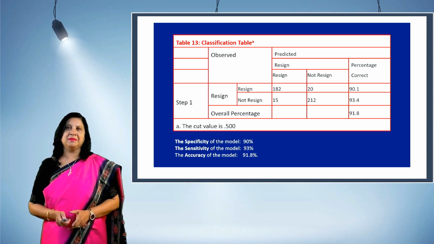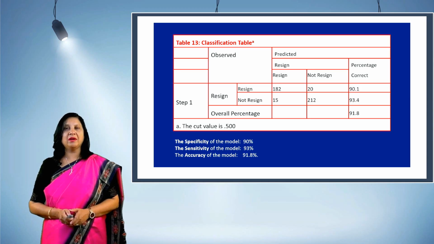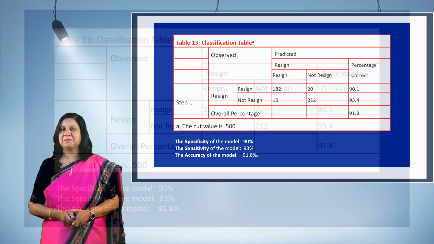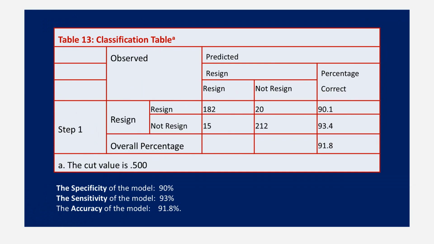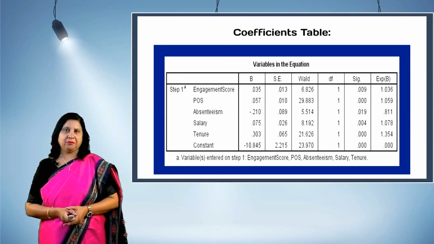The classification table provides the frequencies and percentages reflecting the degree to which the model correctly and incorrectly predicts category membership on the dependent variable. As you can see, the specificity of the model is 90%. The sensitivity of the model is 93%. The accuracy of the model is 91.8%.